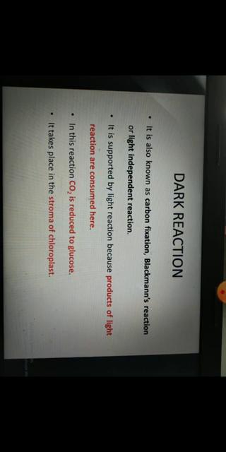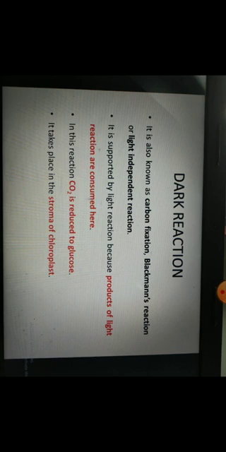As I earlier pointed out, the name dark reaction is a misnomer, because this reaction can take place in presence of light also or in absence of light also. So this is actually called light independent reaction, and it is supported by the products of light reaction, that is ATP and NADPH2. ATP is used for the energy, and NADPH2 acts as the reducing power.